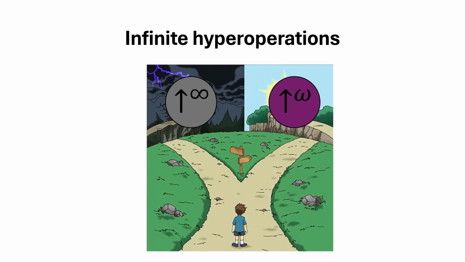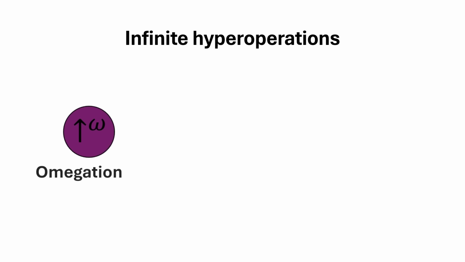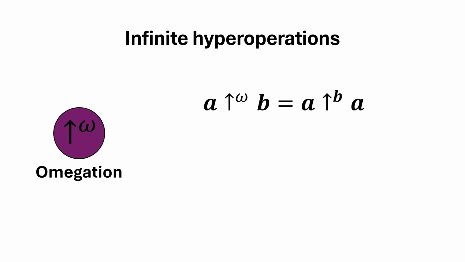But there is another way we can approach defining an infinite hyperoperation. Using transfinite ordinals, things get a little bit more interesting. A hyperoperation of level omega of A and B can be defined as the hyperoperation of level B of A and A. This is similar to the definition seen in the fast-growing hierarchy, a common concept in googology.